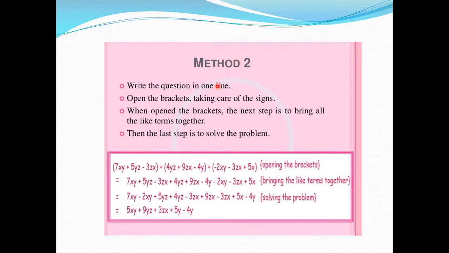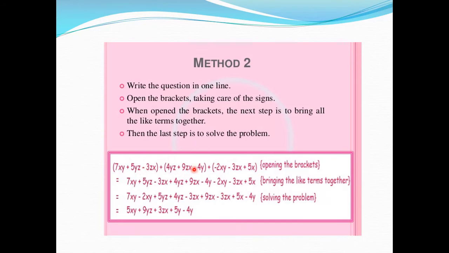This is your second method, known as the row method. Write the question in one line, then open the brackets taking care of the sign. Why? Because if we have a minus sign before the bracket, of course you have to change the signs, but if you have a plus sign before the bracket, there is no need to change the sign. After opening the brackets, the next step is to bring all the like terms together. Then the last step is to solve the problem.